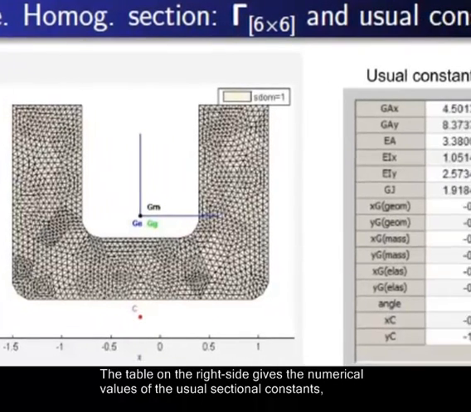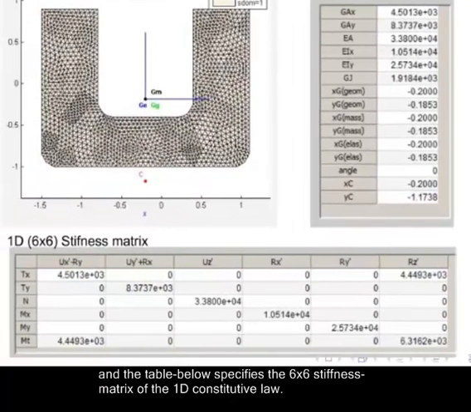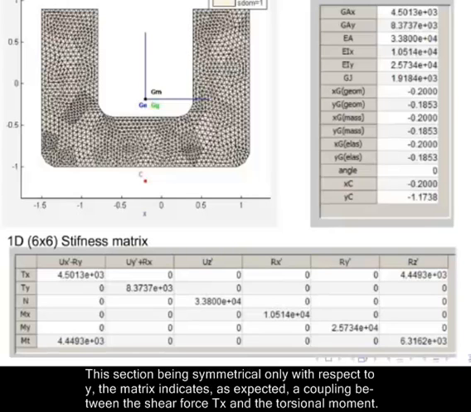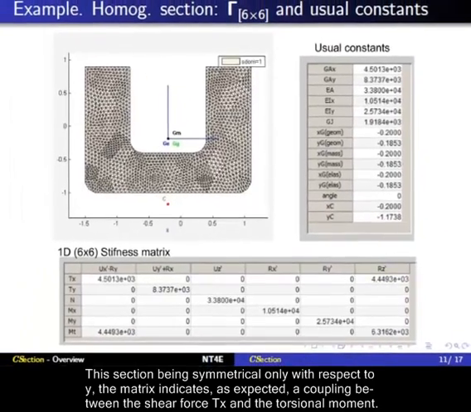The table on the right side gives the numerical values of the usual sectional constants, and the table below specifies the 6-6 stiffness matrix of the 1D constitutive law. This section being symmetrical only with respect to y, the matrix indicates, as expected, a coupling between the shear force Tx and the torsional moment Mt.